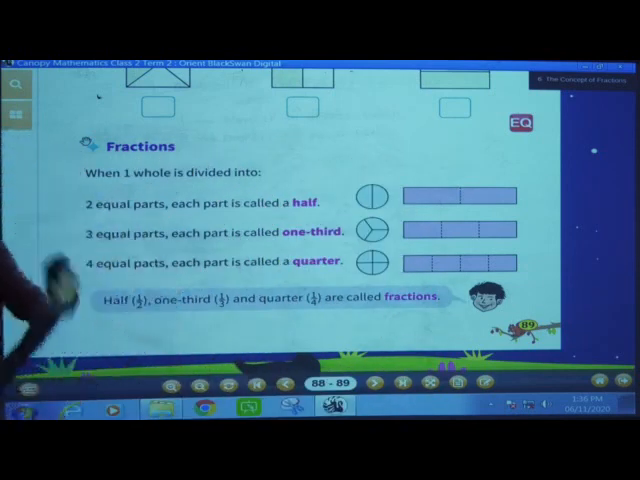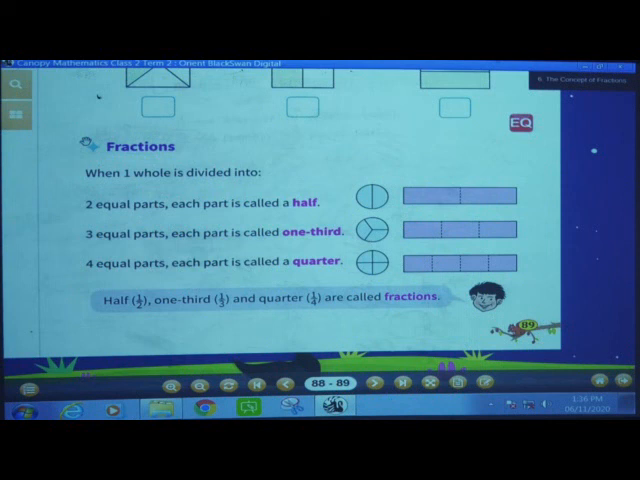Now next concept, that is fractions. What do you mean by fraction? A fraction represents a part of a whole or any number of equal parts. Whole means complete. A fraction simply tells us how many parts of a whole we have.